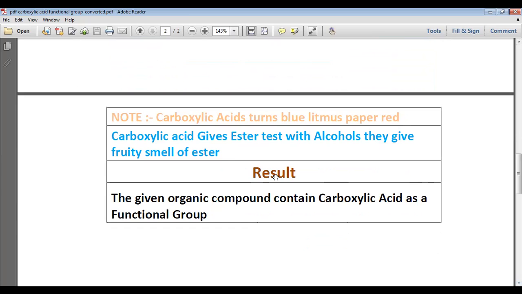Now we can easily conclude as a result that the given organic compound contains carboxylic acid as a functional group, my dear students. So we can conclude here that we have the organic compound, and that organic compound contains carboxylic acid as a functional group.